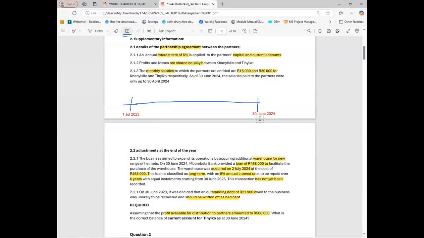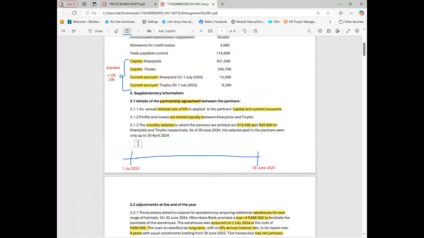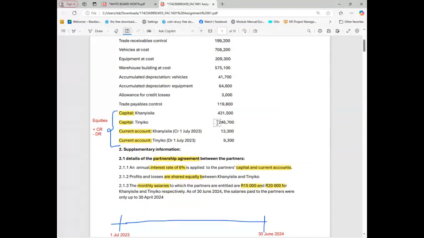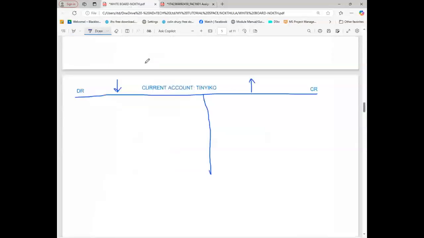Okay, no problem. So it means firstly we need to go and check the balance of the current account at the beginning. Do you have any current account balance at the beginning for Dinico? Yes, we do. 1st July, it's 9,300. Don't forget, you must always check the sides. They always give you the sides. Oh, yes, it's debit. You must always check that. Why? Because sometimes it can be debit and sometimes it can be credit.